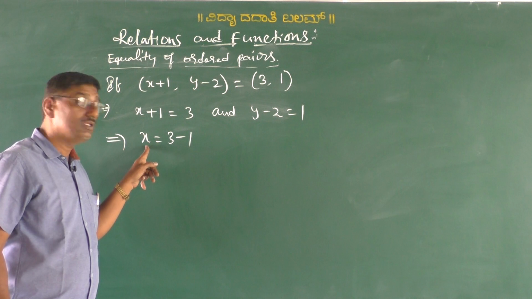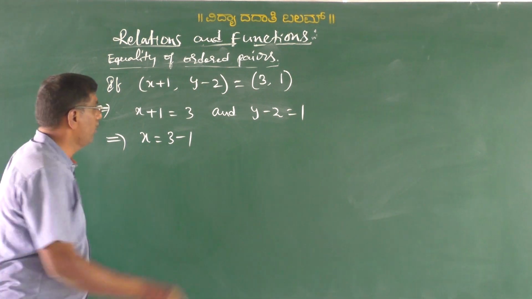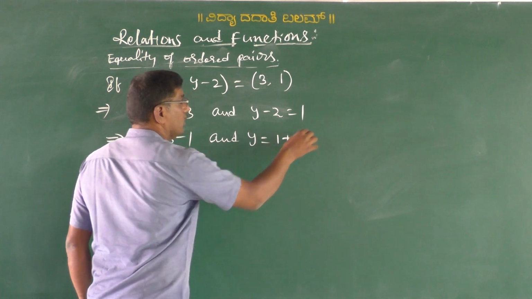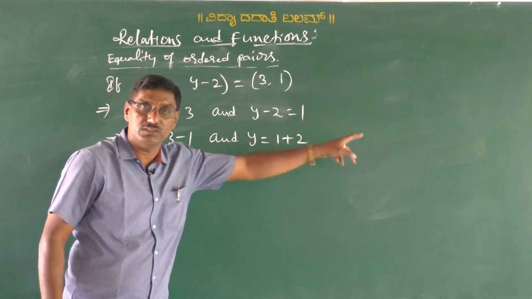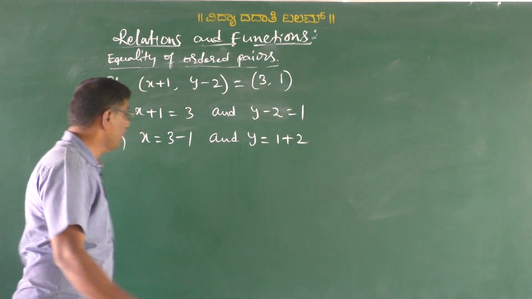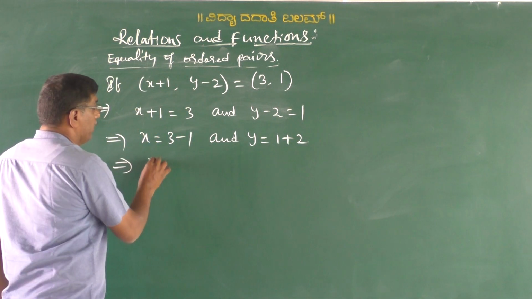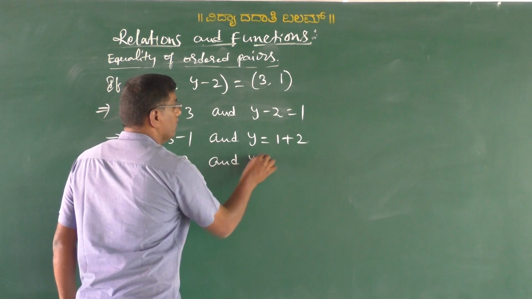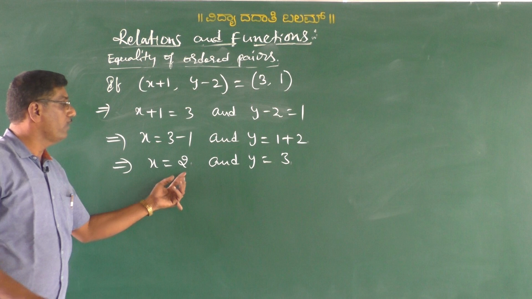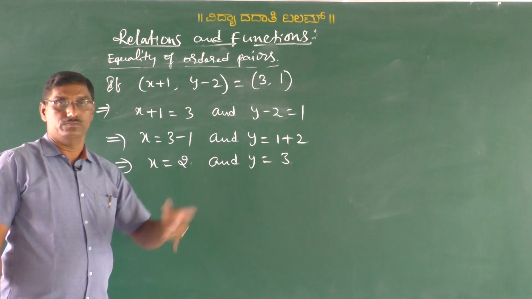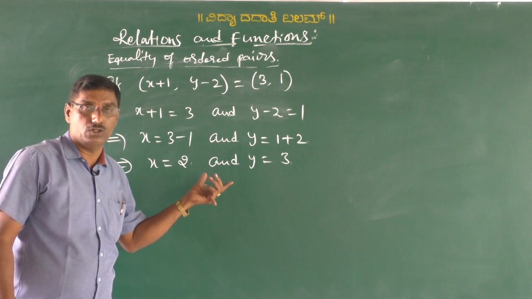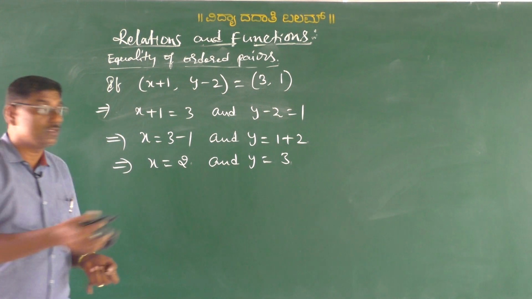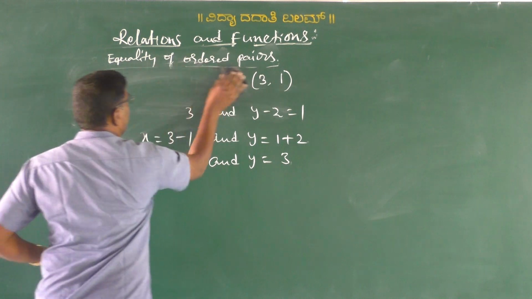We want to find out the value of x here, and here y is equal to 1 plus 2, that means we transpose minus 2 to the RHS, it becomes plus 2. From this we can write x is equal to 2 and y is equal to 3, these are the two values of x and y. Are you understood? And we have another problem to move on to, important from the point of view of examination, my dear students.